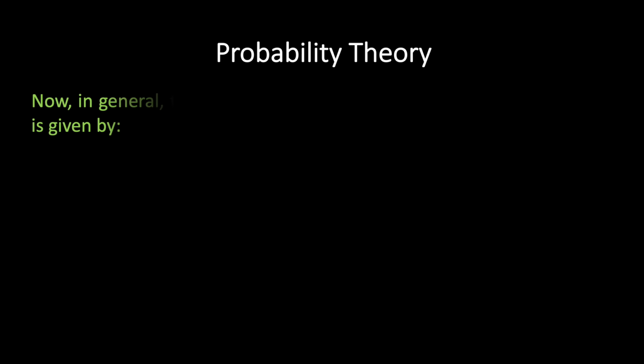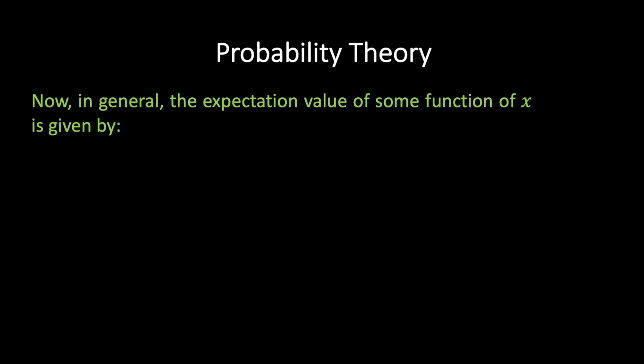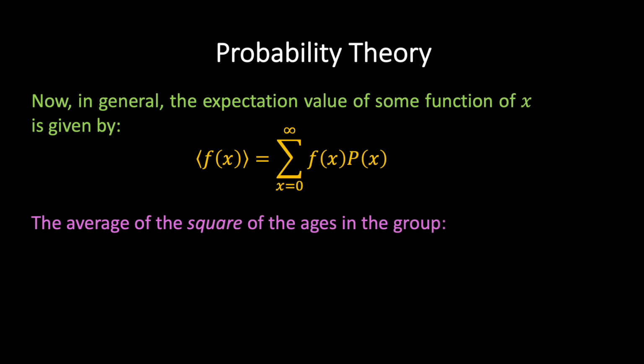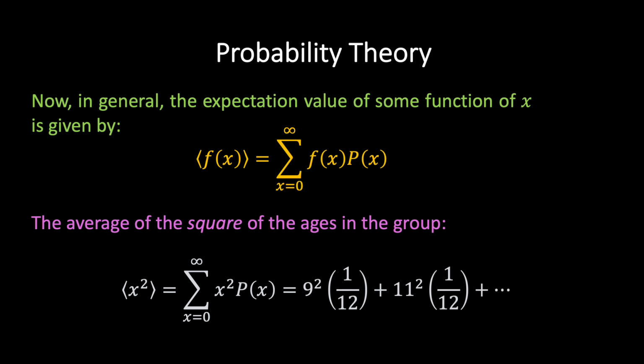Now, in general, the expectation value of some function of x is given by the following expression. So, for example, if we wanted to calculate the average of the square of the ages in the group, then we would write this in the following form.